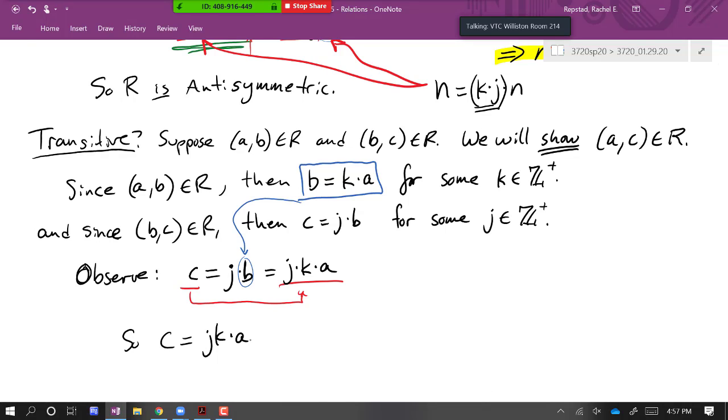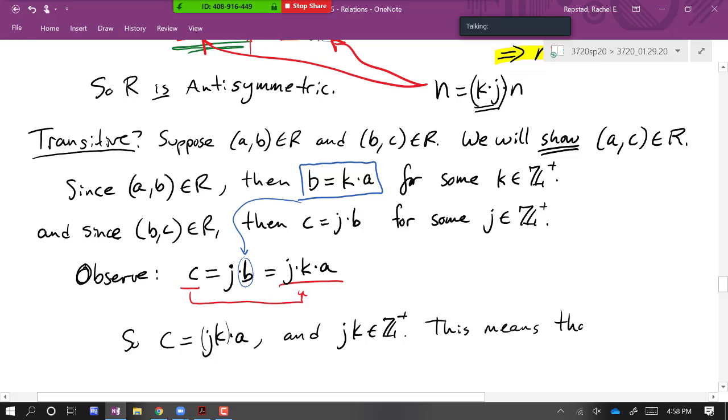A positive integer. So JK is a positive integer. And what does that mean? What does that allow us to conclude? I've been able to write C as a positive integer times A. What does that mean? That C is a multiple of A. Yeah, C is a multiple of A.